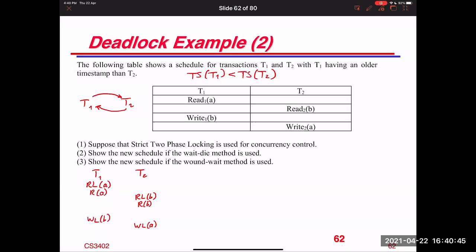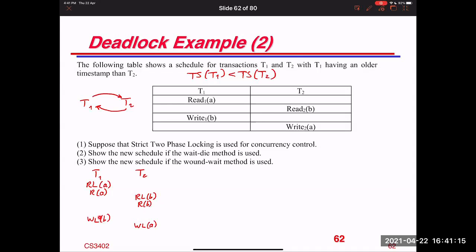Okay, so now let's see what happens when we use the wound-wait method. Right, so again, these operations appear all fine, right? Because nobody holds a lock yet on these items A and B. Now it again becomes interesting once we reach this write lock on B here. Okay, so what happens here? Well, T1 is the older transaction.